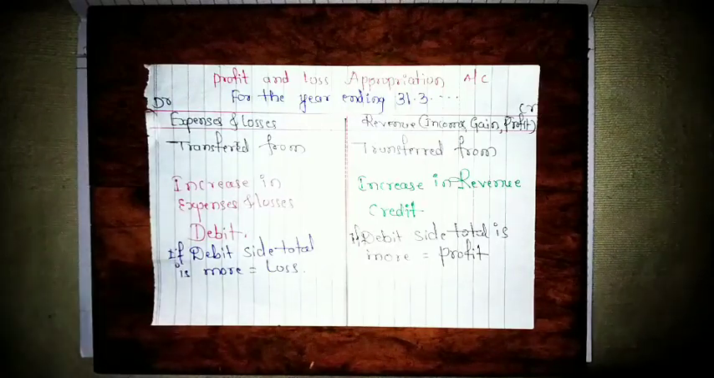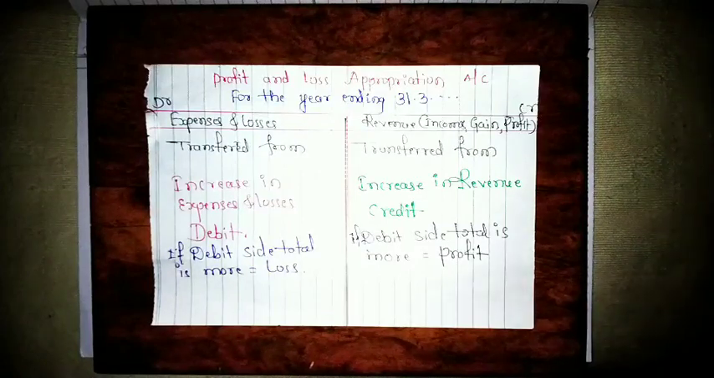But for easy purpose, we can remember it like this also. If there is an increase in expenses and losses, write on the debit side. If there is an increase in revenue, write on the credit side. Because we are partnership firm accountants, we are thinking from the partnership firm point of view. If it is an expense or loss concerned with the partner, write on the debit side. If it is a revenue to the firm, write on the credit side.